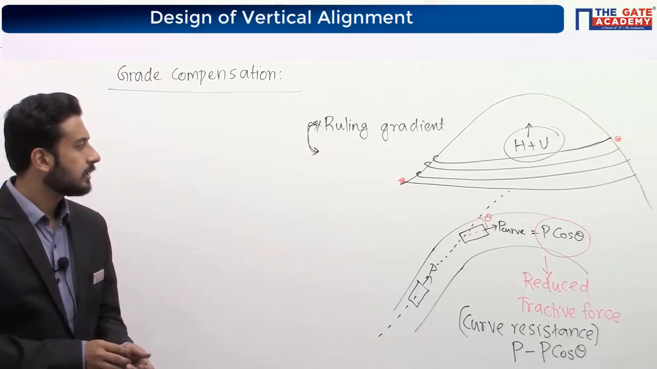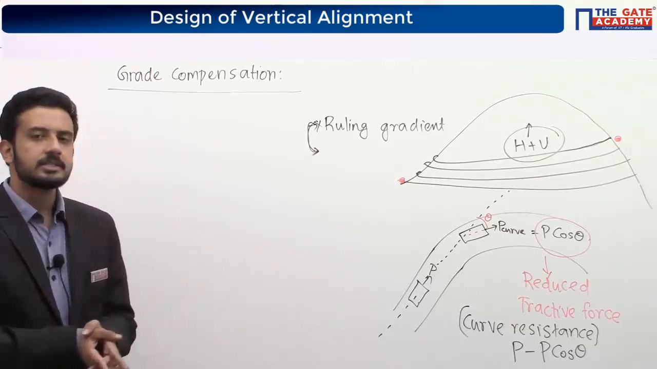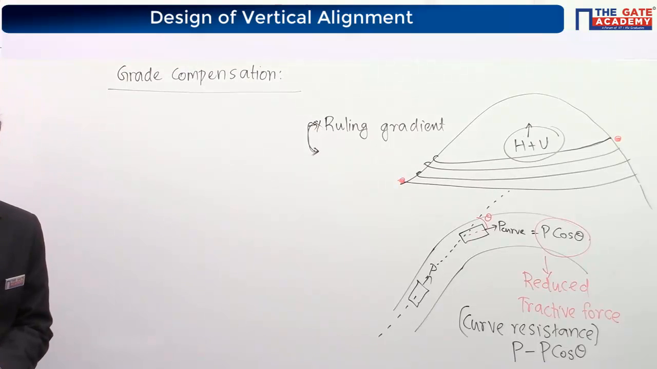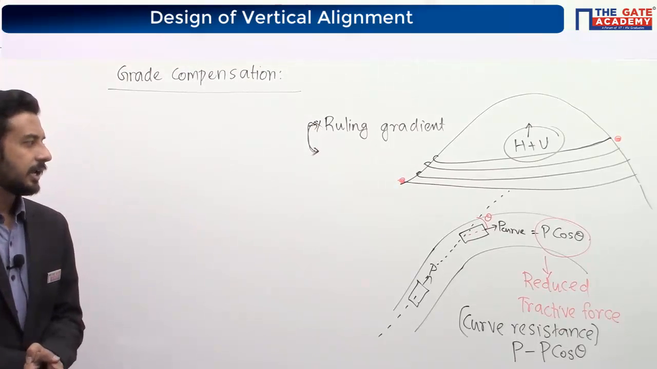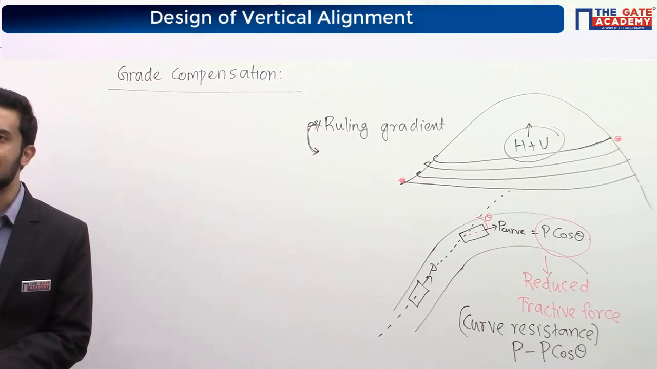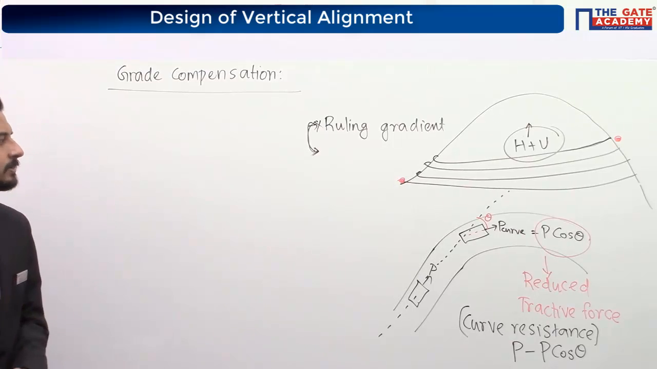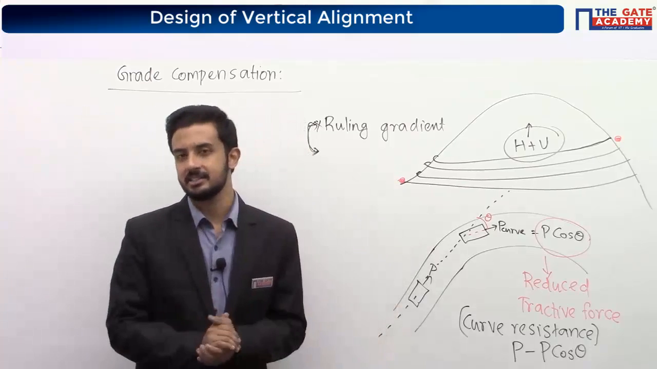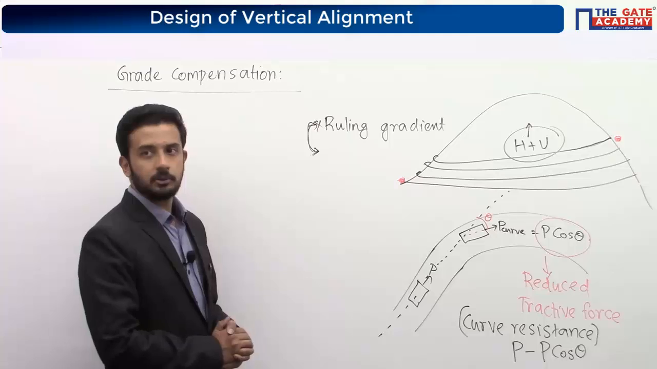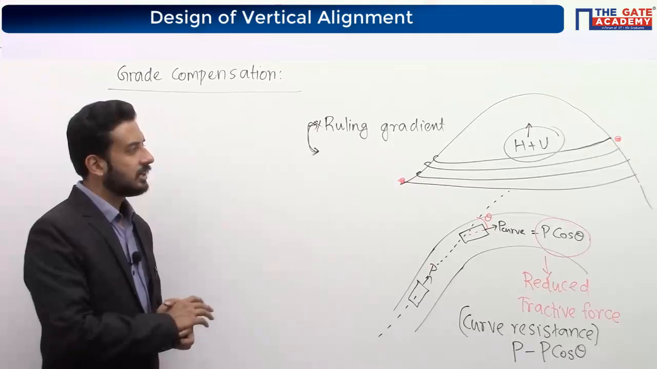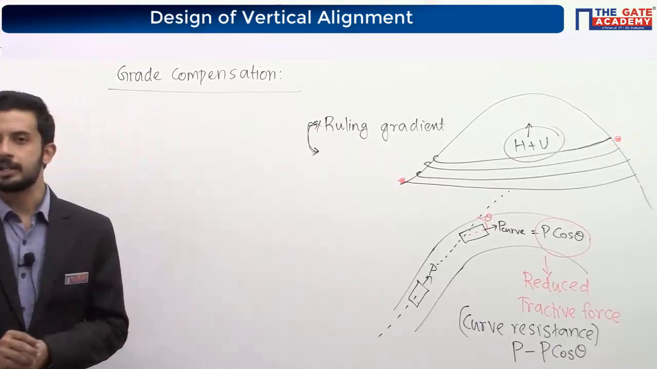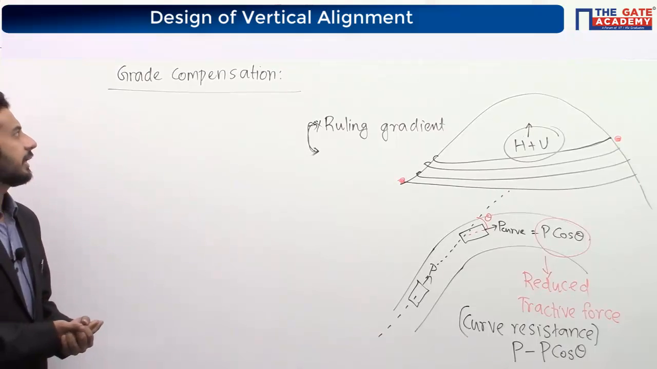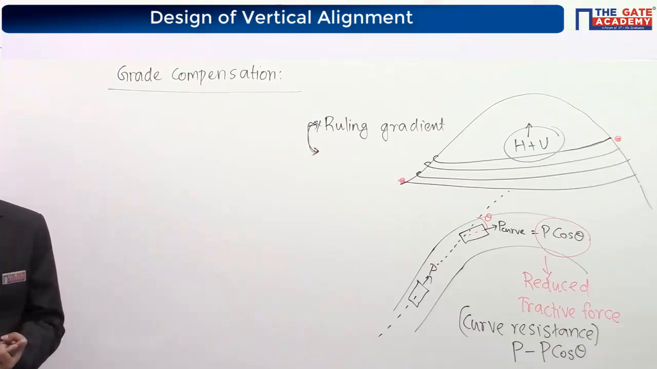Okay? It is called as grade compensation. Whenever a horizontal curve is coming along with a vertical curve, the vehicles will experience a very high resistance. So, in such a case, the gradient of the vertical curve is to be decreased. It is called as grade compensation. Written?